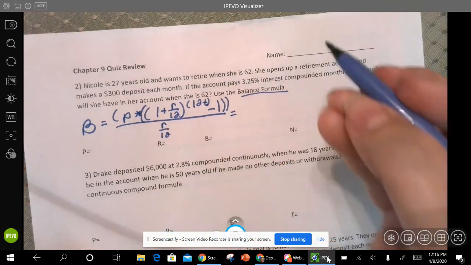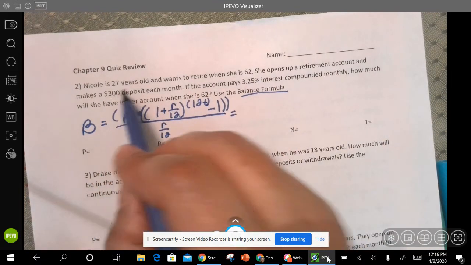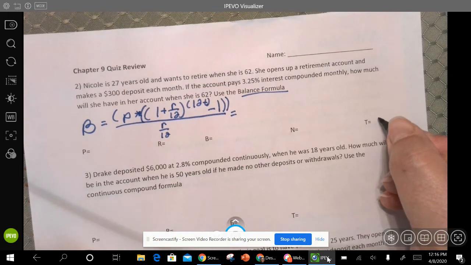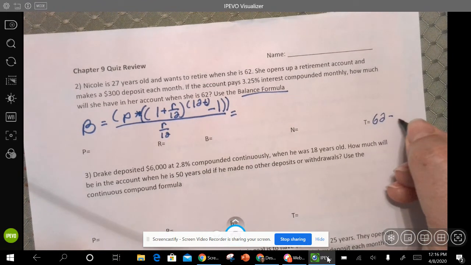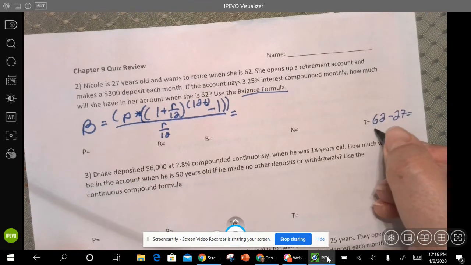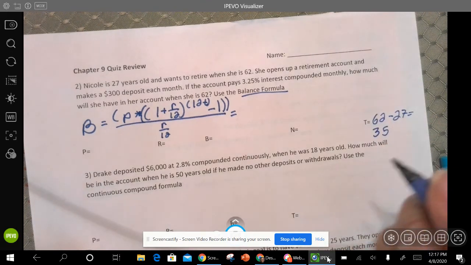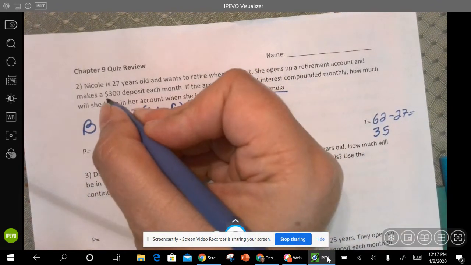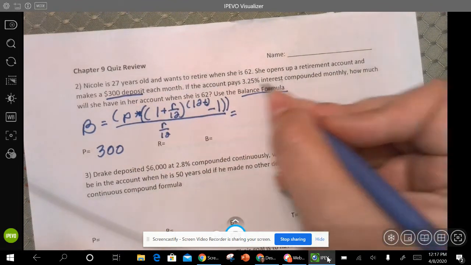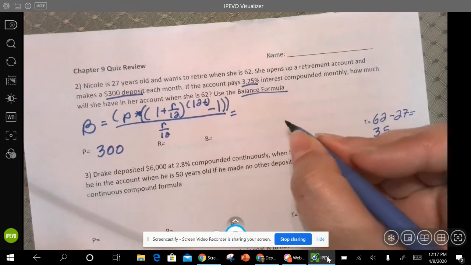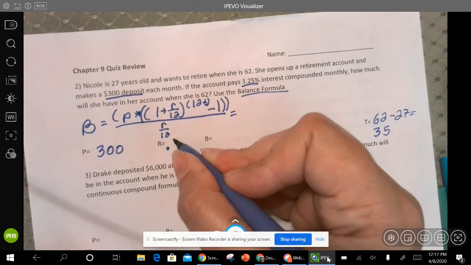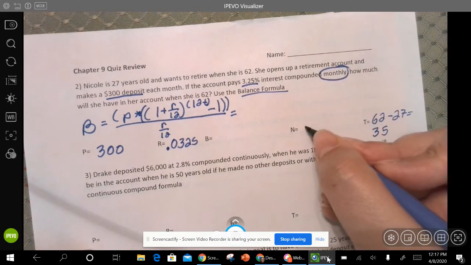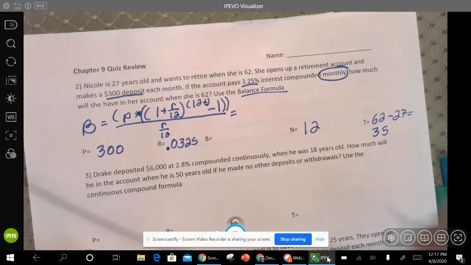So we're going to go ahead and identify a variable. Nicole is 27 years old and she wants to retire when she's 62. So for our time, that's going to be 62 minus 27, so that's going to be 35 years. She's opened a retirement account and she wants to deposit $300 each month if the account pays 3.25%, so that would be 0.0325, compounded monthly. How much will she have in the account?